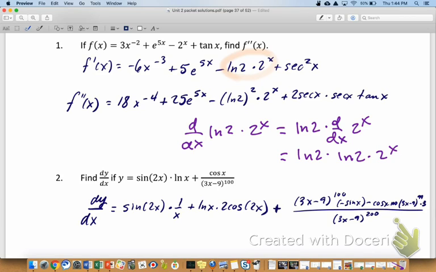Fantastic. Say again? What? Are you looking at the purple thing? Yeah.